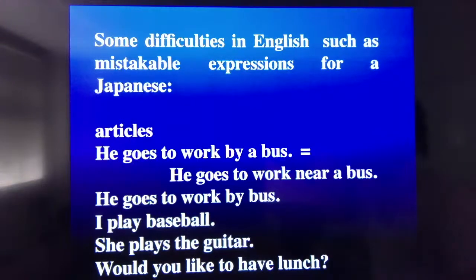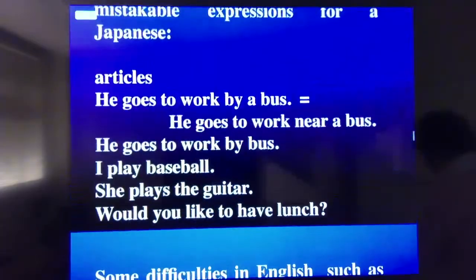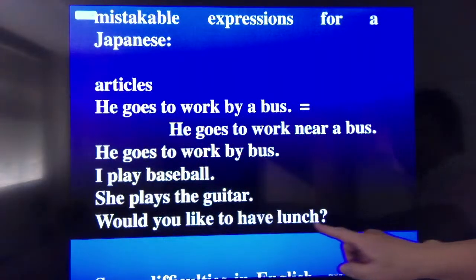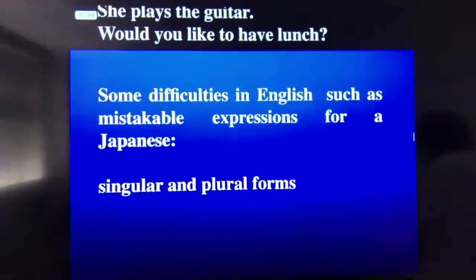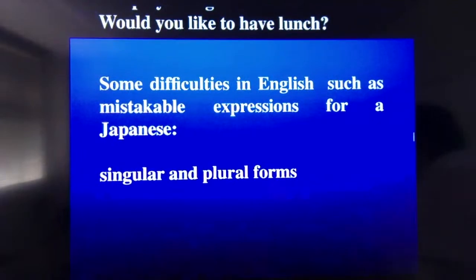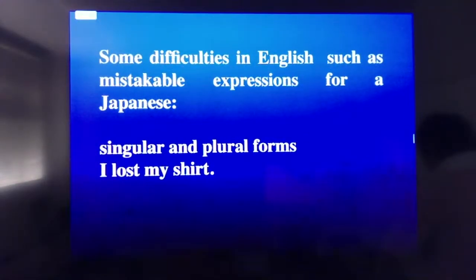Would you like to have a lunch? Would you like to have lunch? Shall we go to lunch together or something? This is not "a lunch". "Would you like to have a lunch?" is something strange. And singular and plural forms cause a lot of difficulties for us.